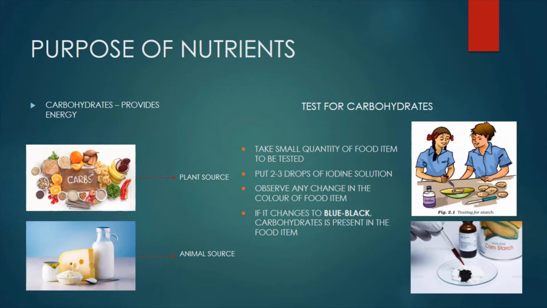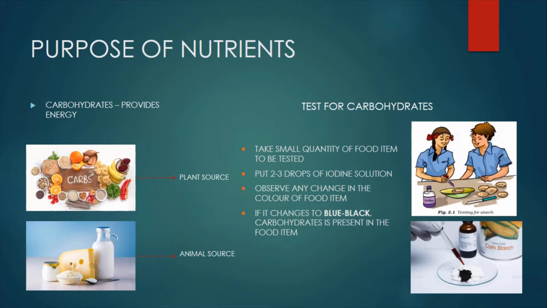Now, let's see how we test carbohydrates in our food. The test for carbohydrates is actually the test for starch, because carbohydrates have different types. But the main carbohydrates found in our body are in the form of sugar and starch. We can easily test the food item that contains starch.